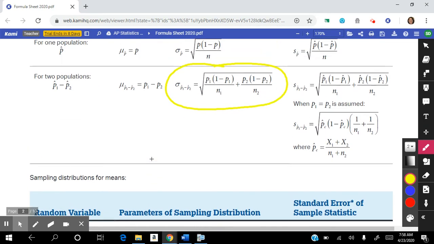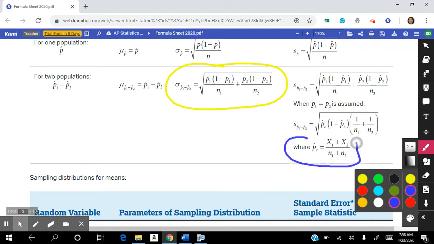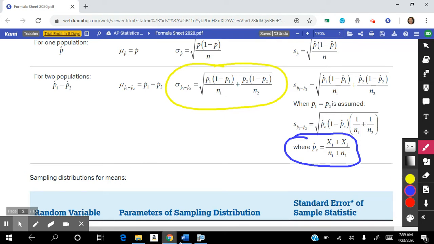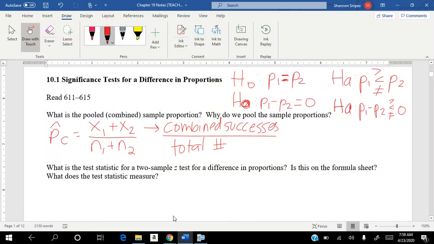Okay, so right here you see what I just wrote down. You see p hat sub C is equal to x1 plus x2 divided by n1 plus n2. So that formula sheet is there. What I just wrote down here is on your formula sheet.